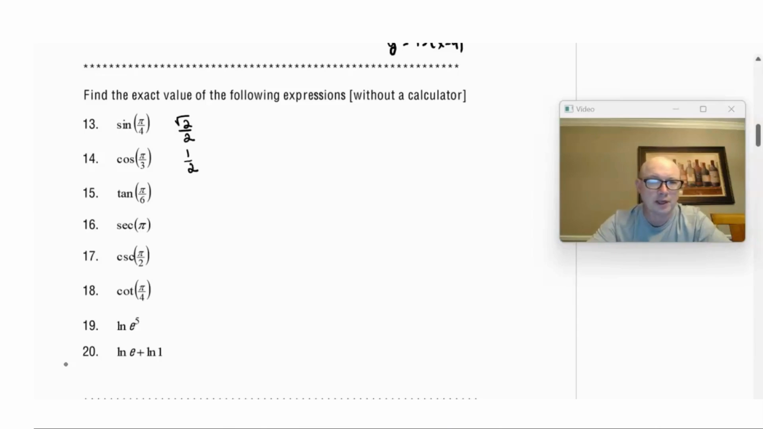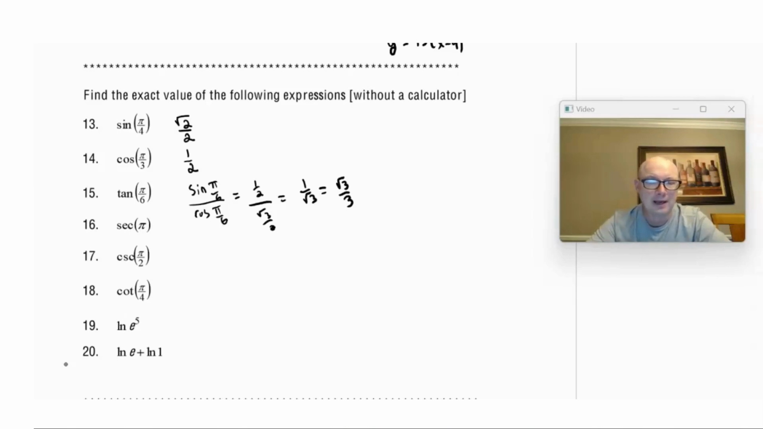Tangent of pi over 6 would be the same thing as the sine of pi over 6 divided by the cosine of pi over 6. So that would be 1/2 divided by the square root of 3 over 2. Multiplying by the reciprocal, we would get 1 over root 3, which is root 3 over 3.